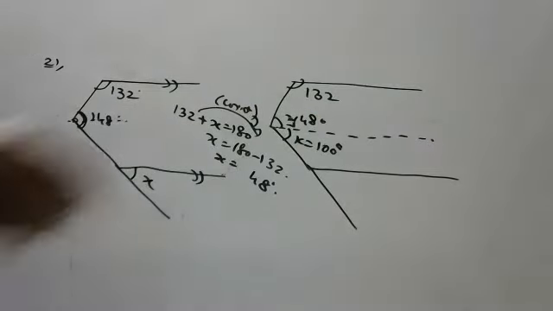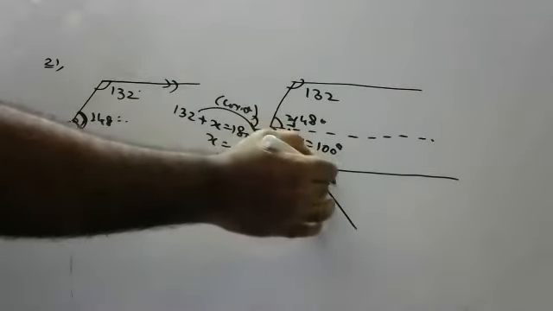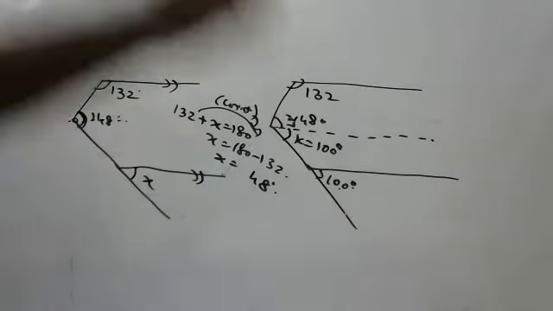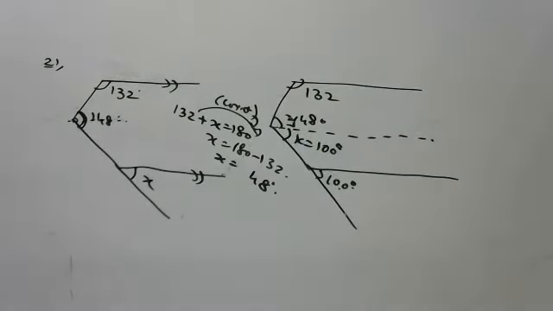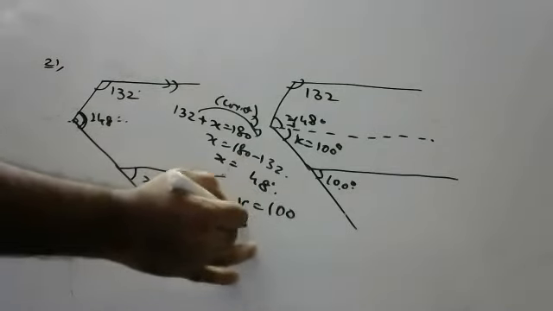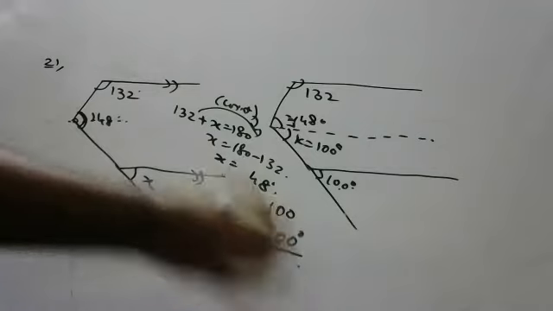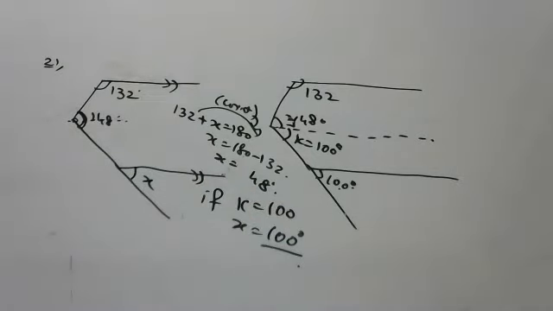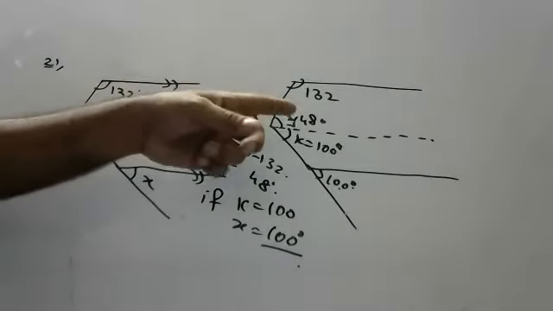Okay, try to understand. If this is 100, this is also 100. Can anyone say why, children? Corresponding angles. If k is 100, x is also 100. All should get involved, children, then only you will be alert. If not, you will feel sleepy.